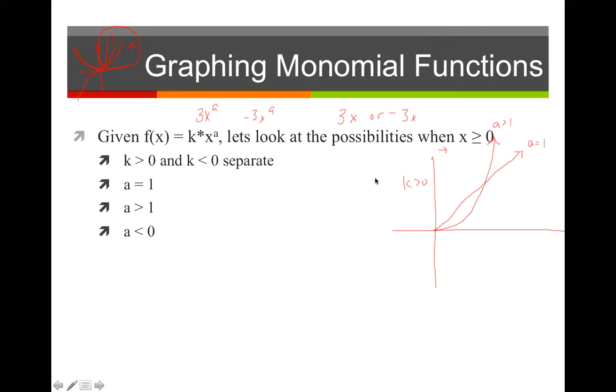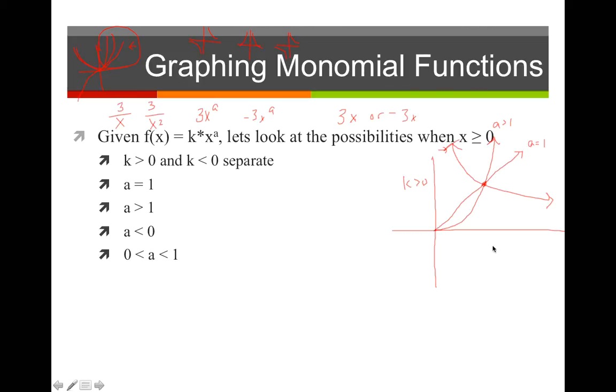Now what happens if a is less than 0? Well, if my exponent is less than 0, I'm looking at things like 3 over x, or 3 over x squared. All of those functions do this. If you remember from previous classes, 1 over x looks like this. 1 over x squared looks like this. 1 over x to the third looks like this again. And you notice that in quadrant 1 they all do the same thing.